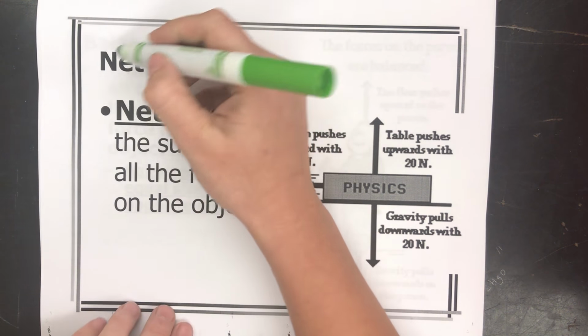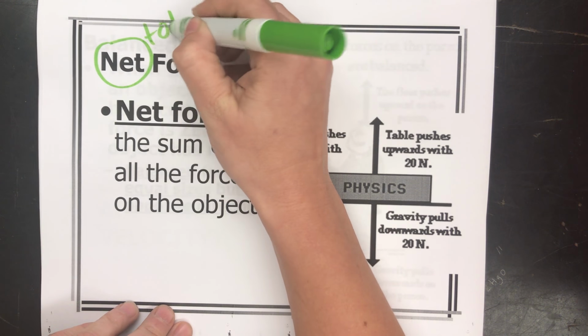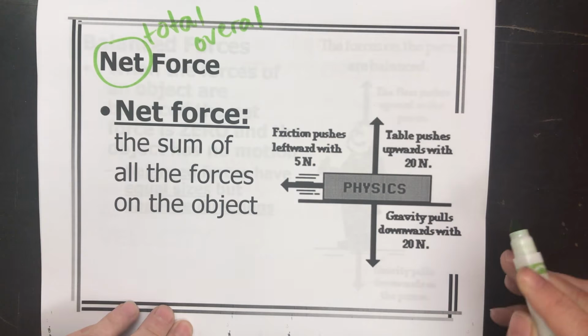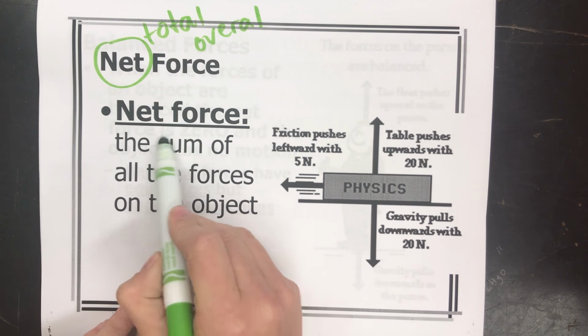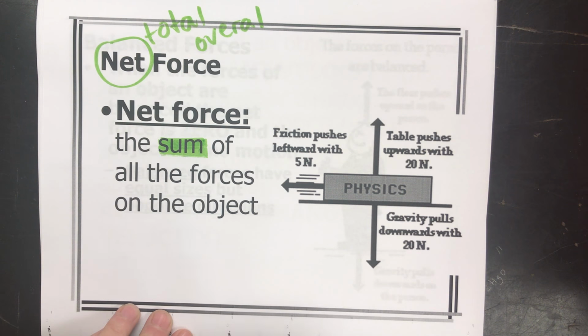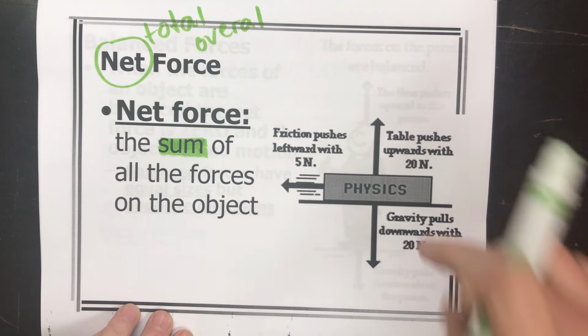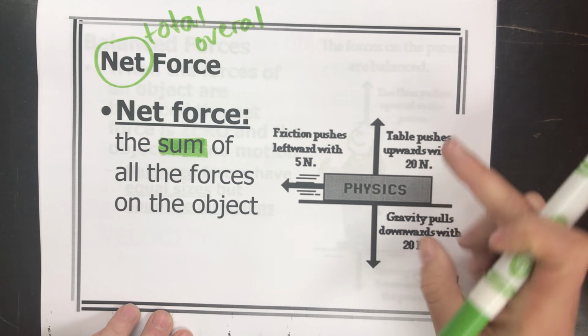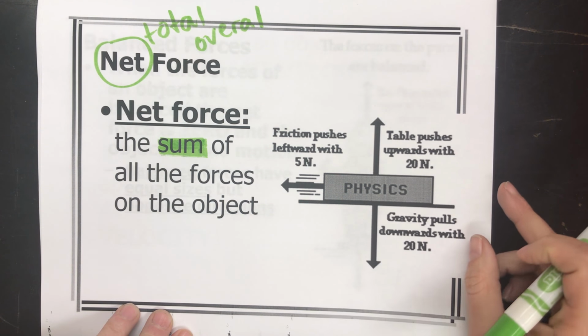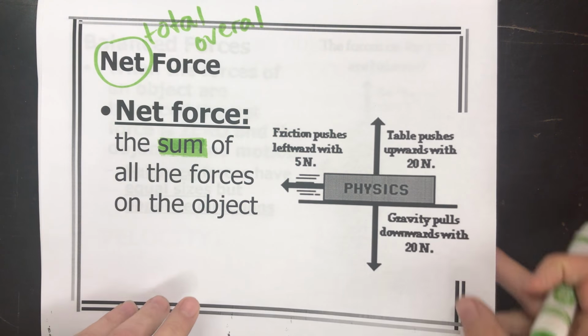Now the word net means total or overall. Okay, so the net force is the sum of all forces on an object. What you're going to have to do is I'm going to give you what's called a force body diagram, and you have to be able to calculate net forces. It's going to be very similar to what we did with displacement in the last unit.